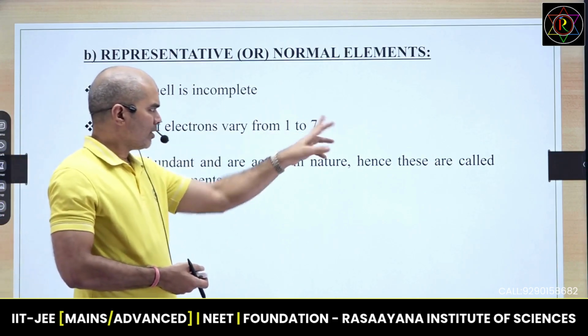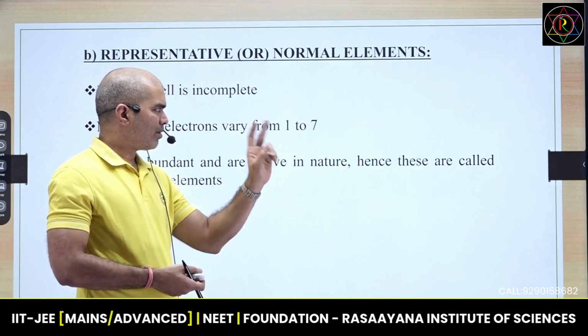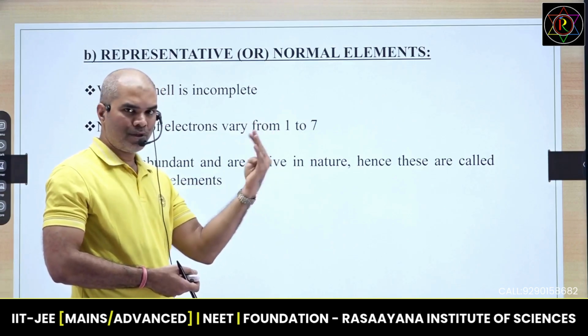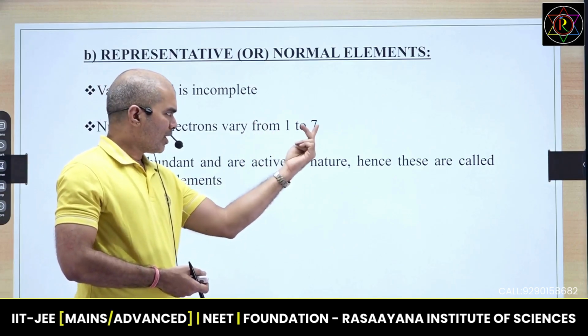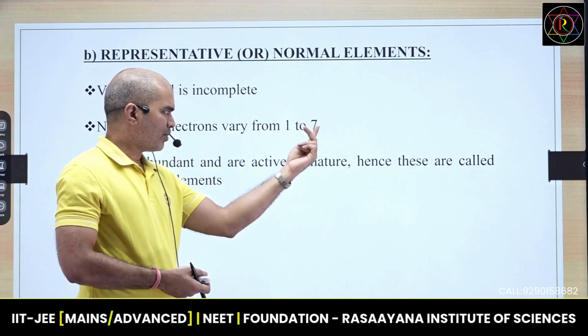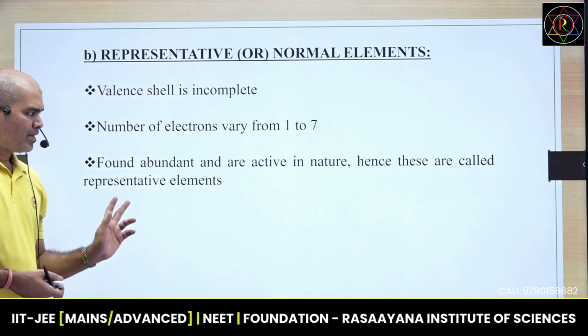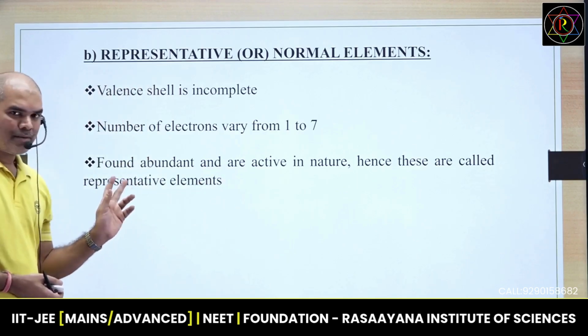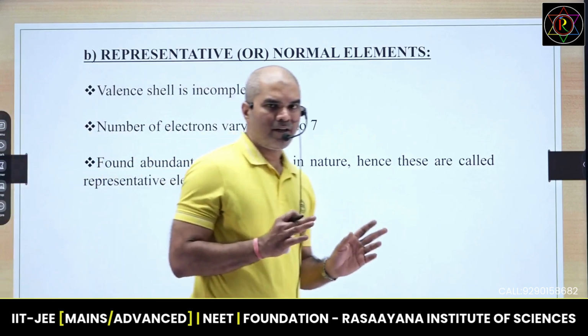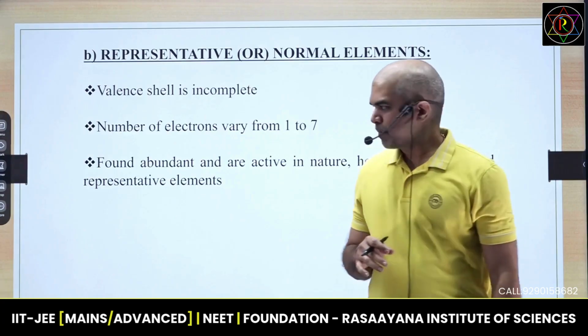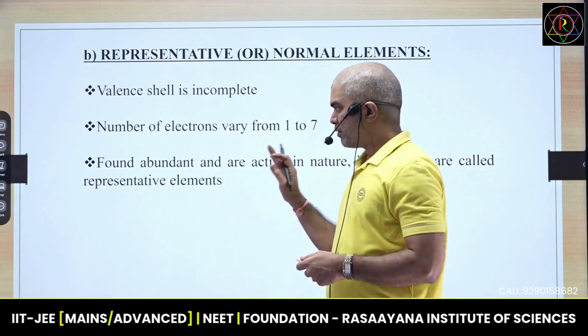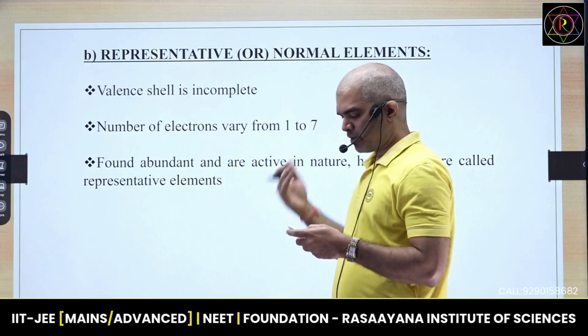8 will not be filled because s and p orbitals altogether make 4 orbitals, 4 into 2 is 8 electrons, but it should be incomplete. Therefore at maximum we can go up to 7 electrons only. These are very active metals and therefore were called representative elements. They are very abundant and very active. Simple classification. When we go to SPDF, then we will give more points.